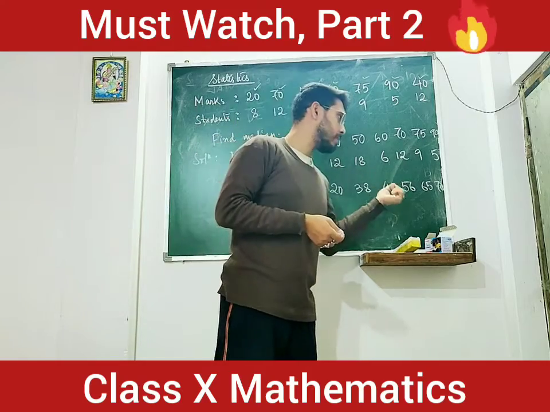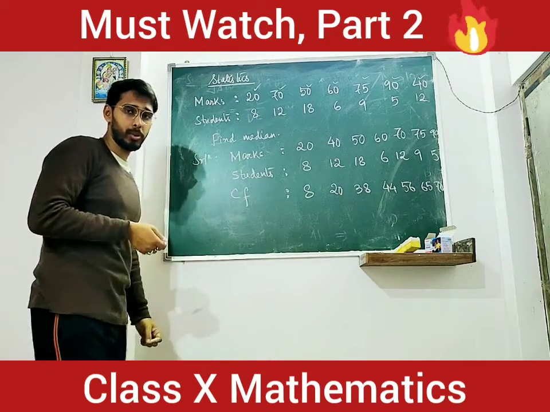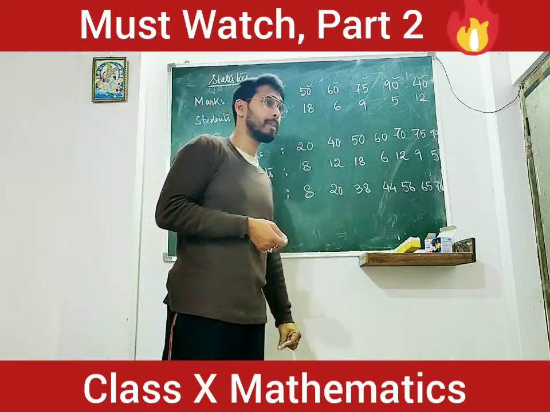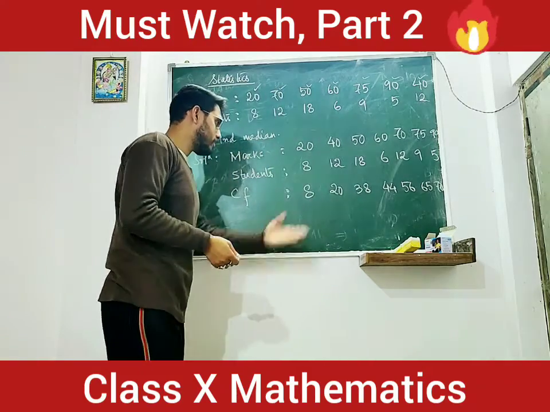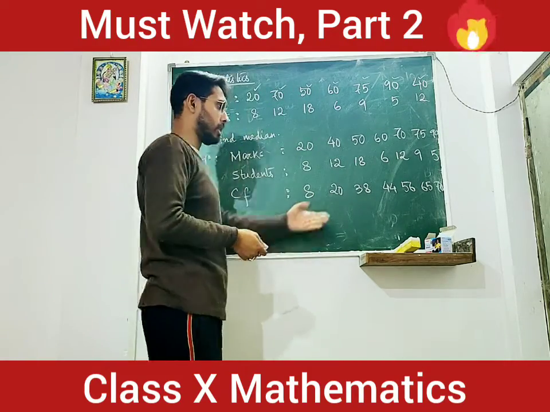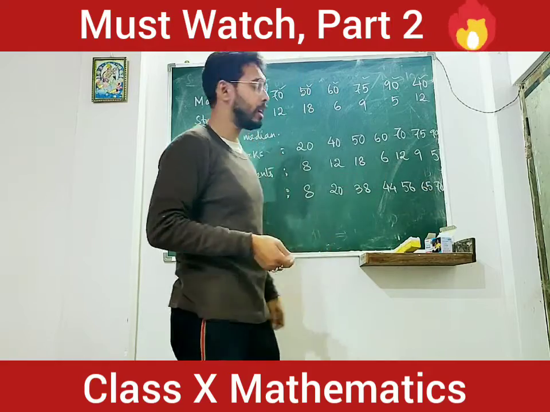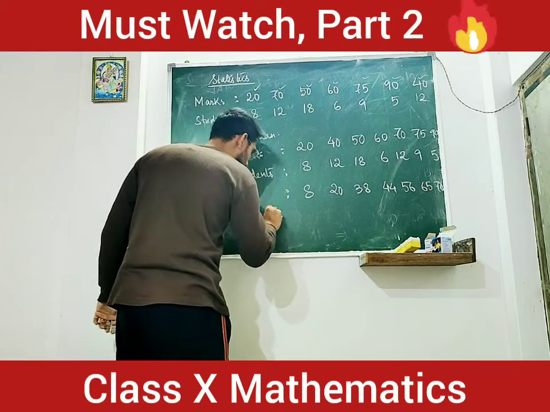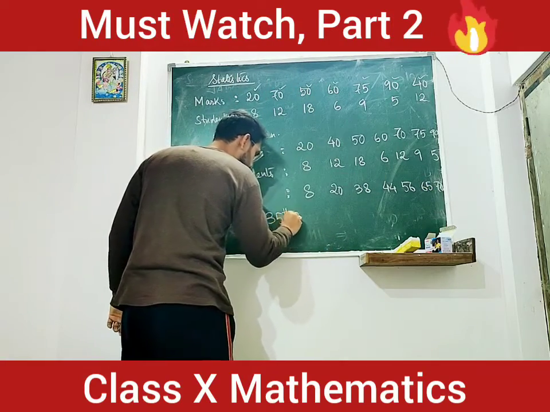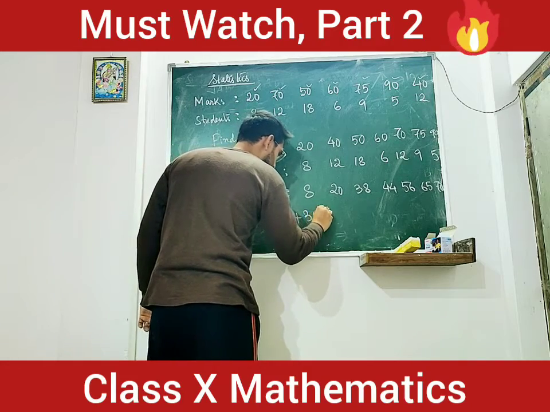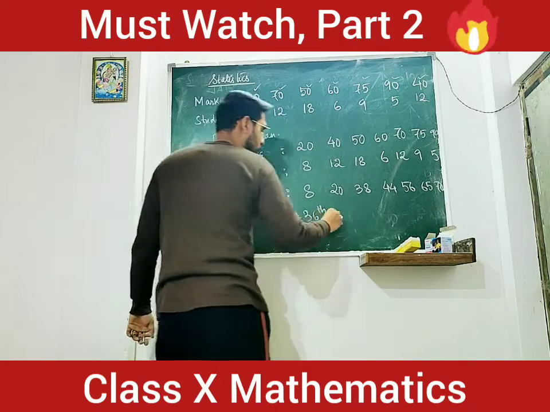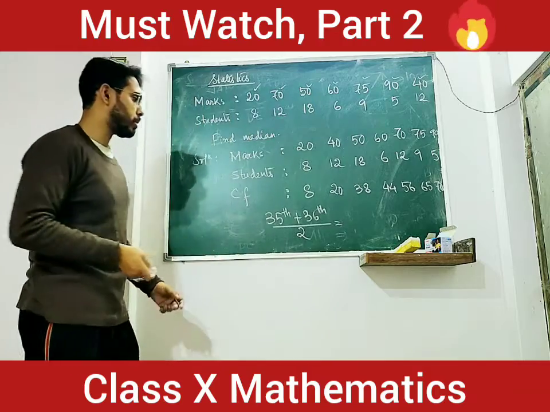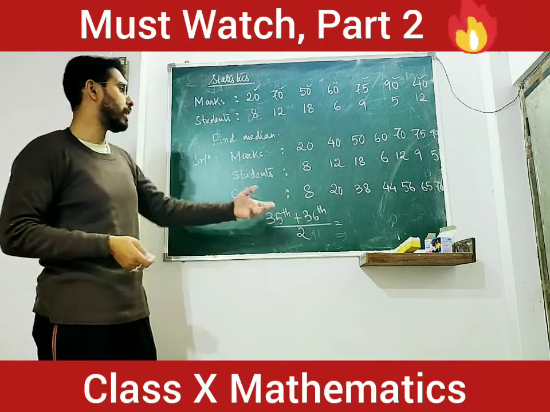Now, if n is an even number, the median will be the average of the n by 2th and n by 2 plus 1th term. Since the total number of students is 70, it's an even number. So this will be the 35th plus 36th by 2, the marks of that one. So 35.5, or something around 35, 36.